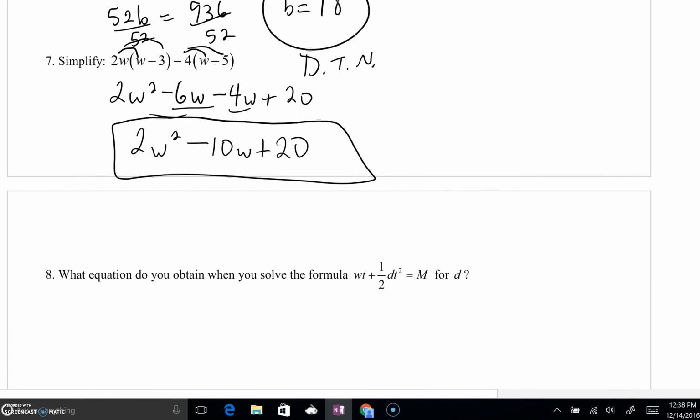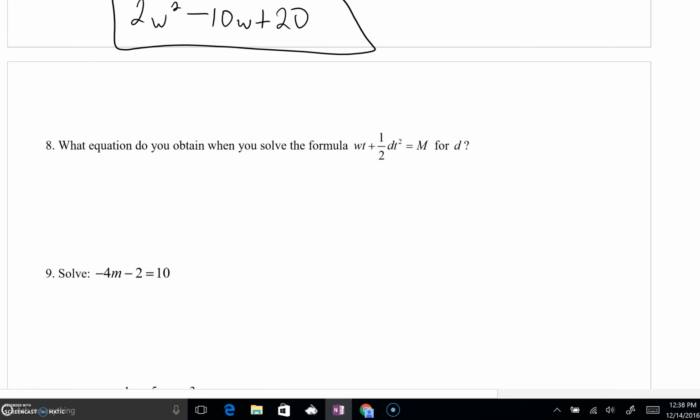Okay, as we move on, as we take a look at number 8 here, we're trying to find D. And that really means get D all by itself, get D alone. Well, what does that really mean? First, we have to get rid of fractions. You can see there's only one denominator, that's a 2. So I'm going to multiply 2 to each part of the problem here. 2 gets multiplied to each individual term. Here's 2wt, but of course here the 2's cancel out. 1 times dt squared, you just have dt squared.